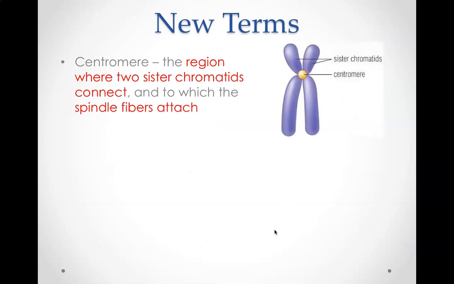So the middle of the X there, how those sister chromatids are attached, is called the centromere. And I always think centromere, center. It's the center of the chromosome. So it's what's holding those two things together. And it's also where something called spindle fibers, which we're about to talk about, attach. It's this little part here.